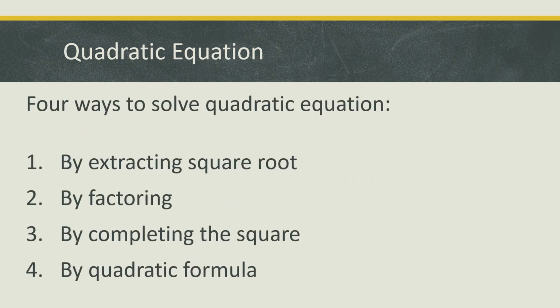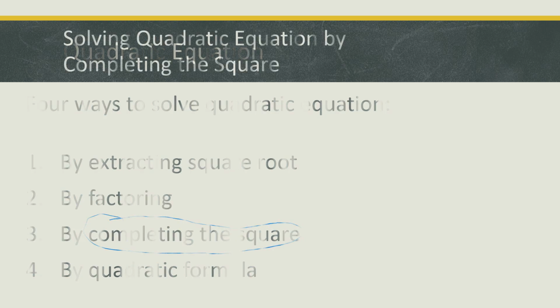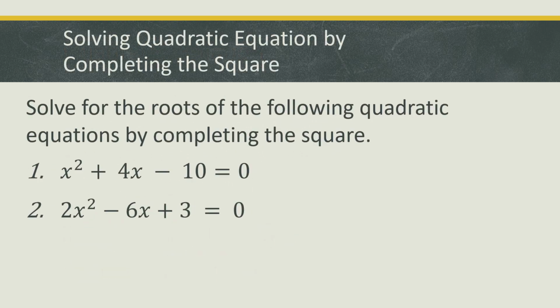There are four ways to solve a quadratic equation. First, by extracting the square root. Second is by factoring. Next is by completing the square, and the fourth one is by using the quadratic formula. And in this video, we will focus on the method of completing the square. Normally, we use this method if the given trinomial is not factorable.